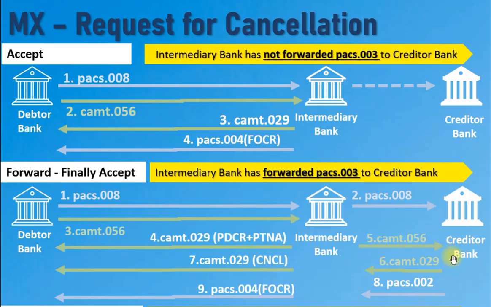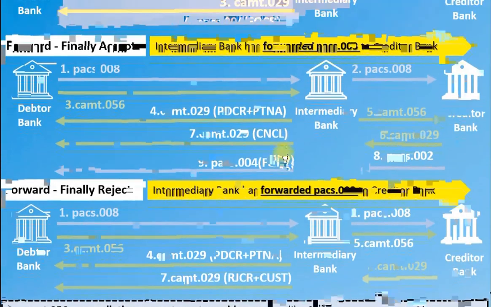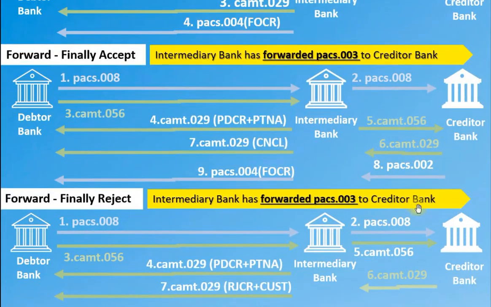The creditor bank will reply using camt.029 that they are accepting it, and they will generate back the pacs.002 and pacs.004 as well. So when our intermediary bank receives this, it will generate the camt.029 with CNCL, meaning the cancellation has been accepted. When we receive the pacs.004 with the funds, the pacs.004 will be generated to the debtor bank with reason code FOCR.